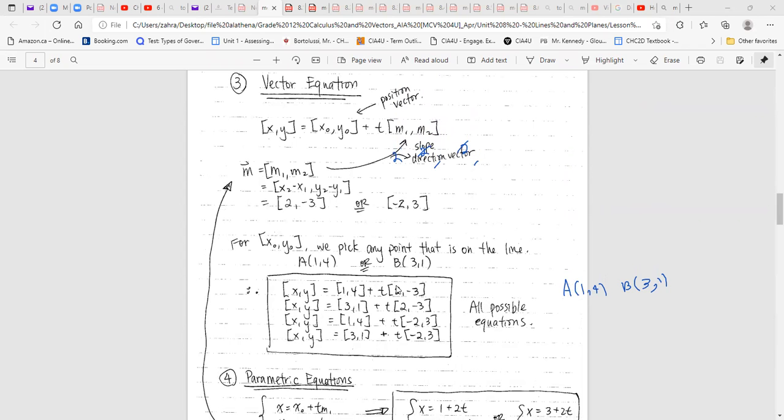So I need to put values for m1 and m2. Also, the point could be any of these points, so it could be (1, 4) or (3, 1). It depends on which one you pick for the point and what you choose for the directional vector, m1 and m2. So you have four possibilities and all of them are acceptable. In the exam, I just need one of them.